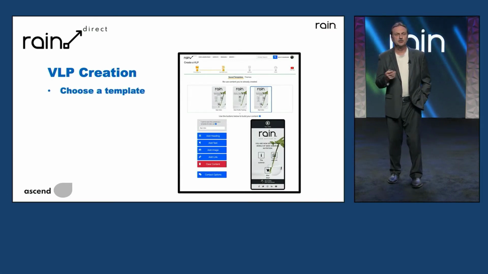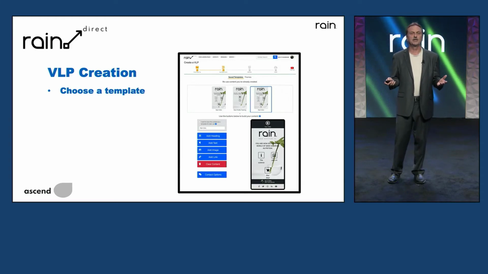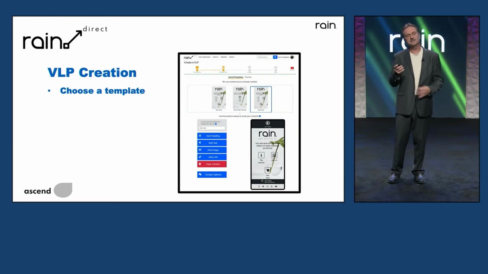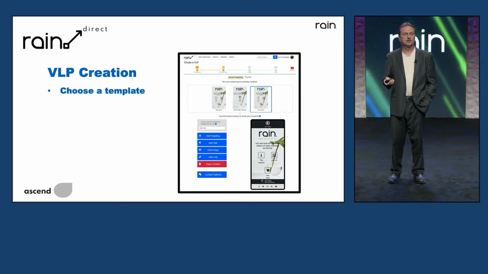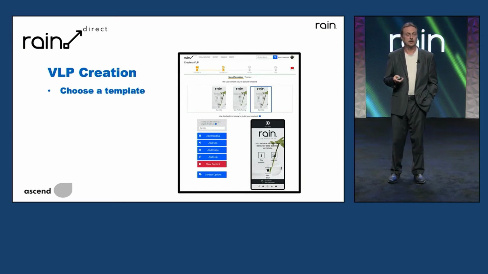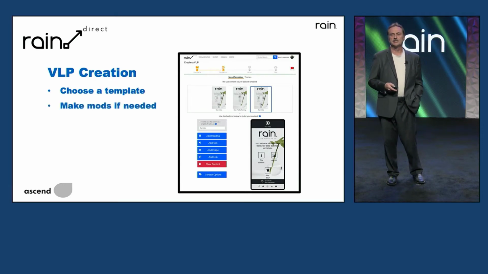You quickly choose a template. Now, Rain has created templates in multiple languages for each product. In this example, we click that third template, and if you notice on the bottom right, there's a video landing page already built with one click.